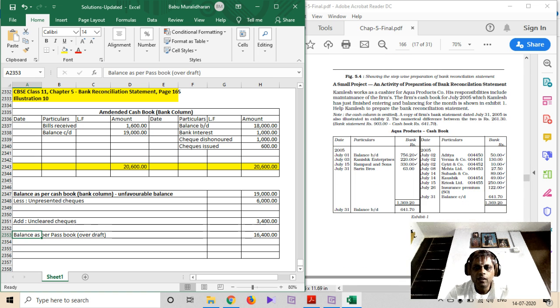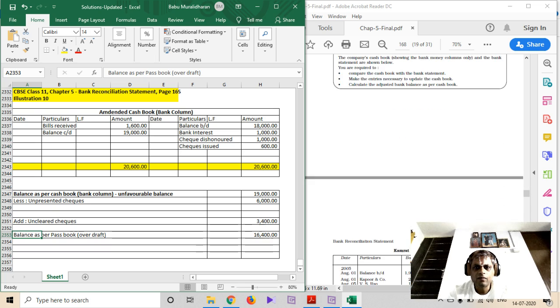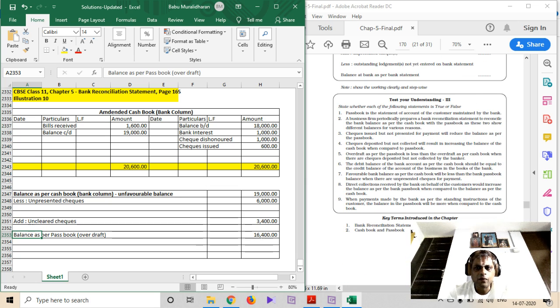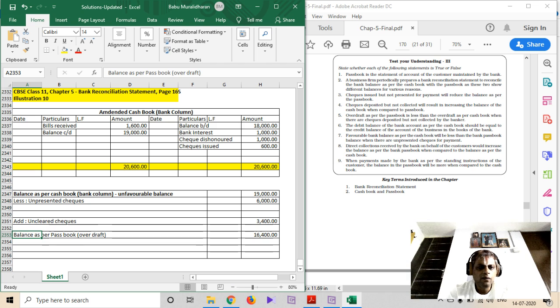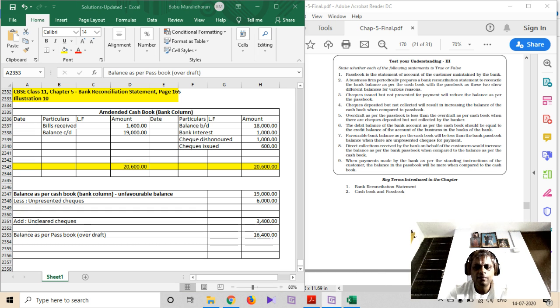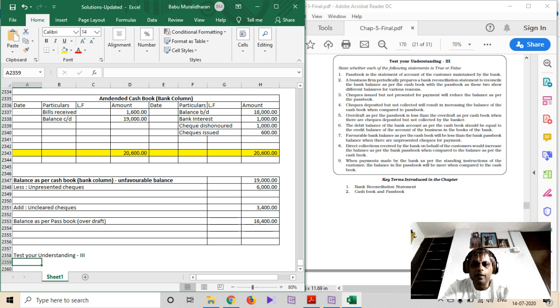Let's move into the next questions. These are all small problems. What I prefer is that you have to practice them. Let's get into the test your understanding type of questions and see where we are from the knowledge front. It's basically a recap. Now let's continue into the test your understanding questions, right? They are basically true or false. Let's try to solve them.